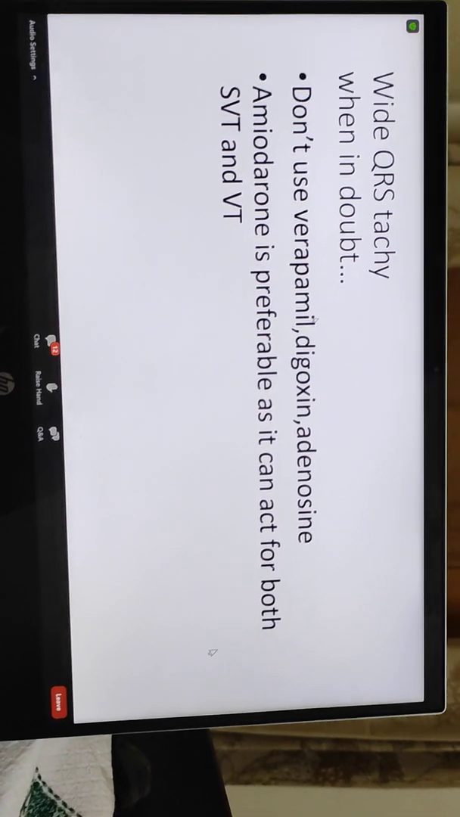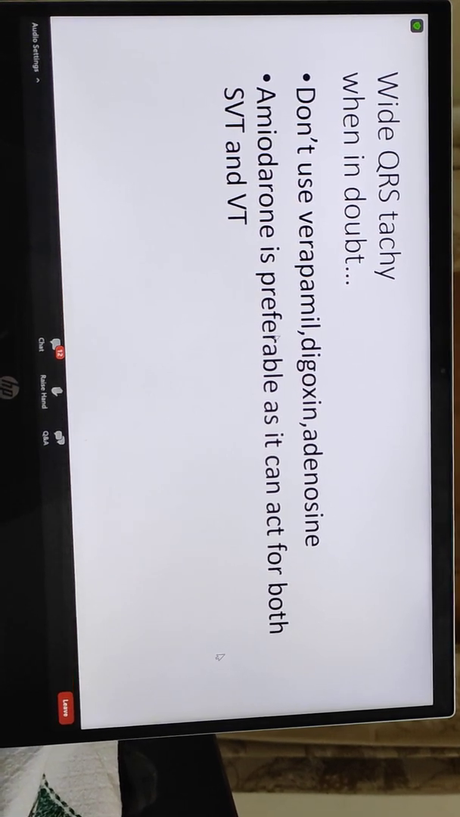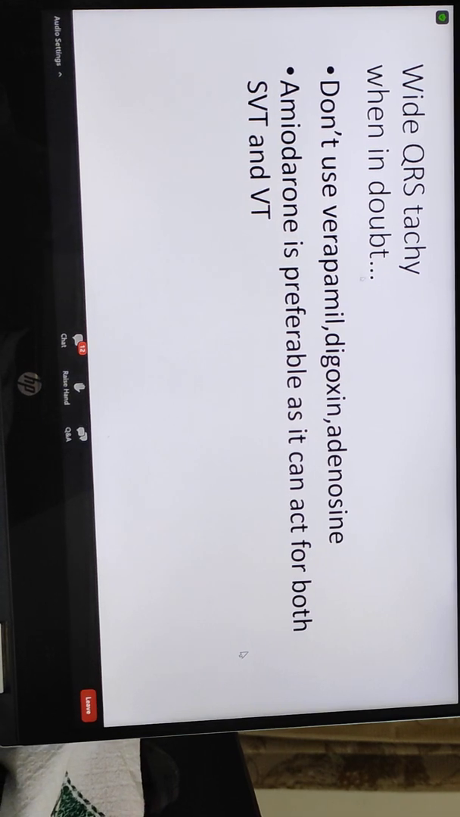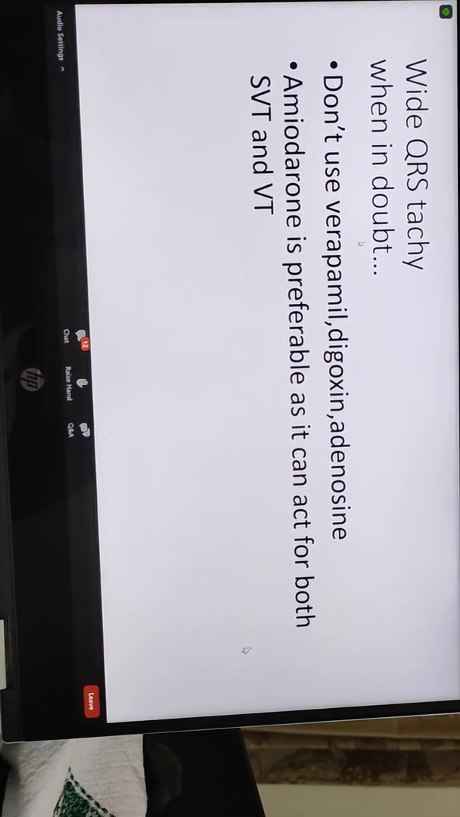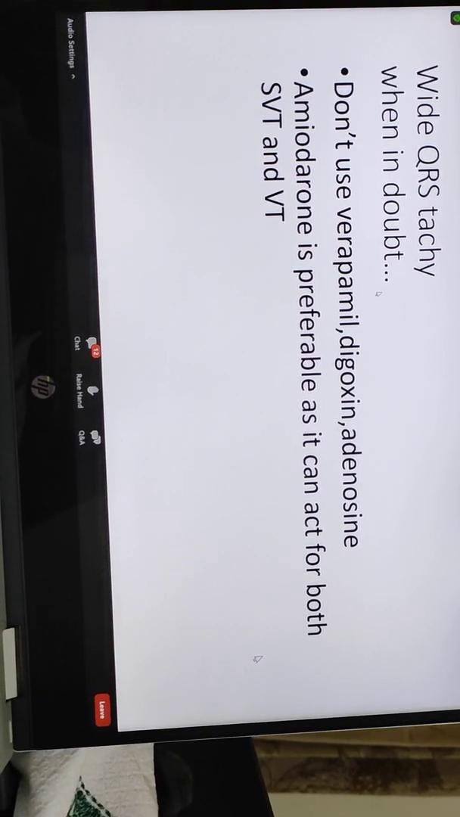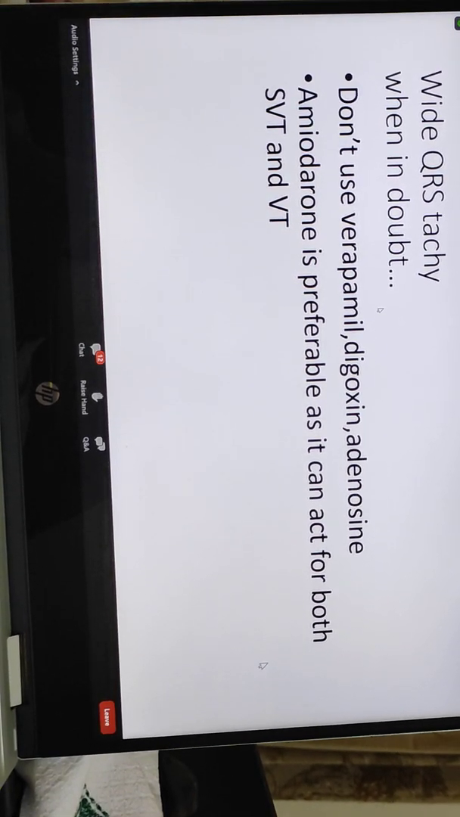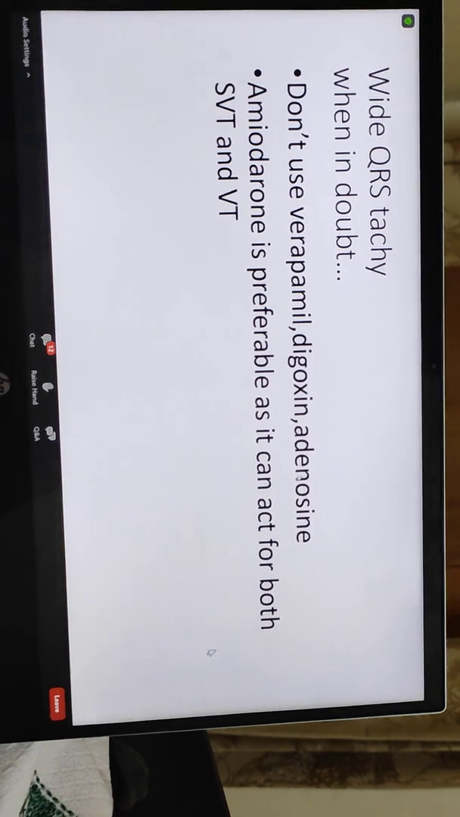But the most important thing is do no harm. Whenever you have a wide QRS complex tachycardia with a very fast heart rate, which is regular or irregular, and you have a doubt that it can be an antidromic tachycardia, don't ever use verapamil, digoxin and adenosine.